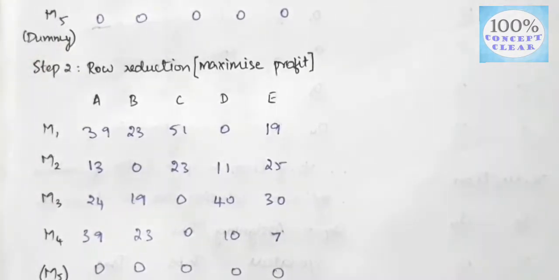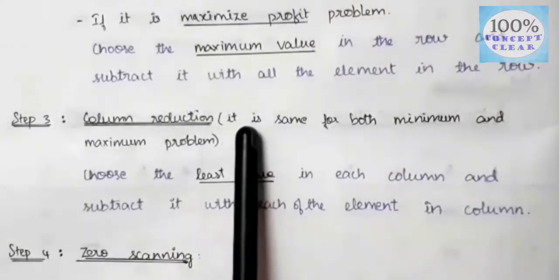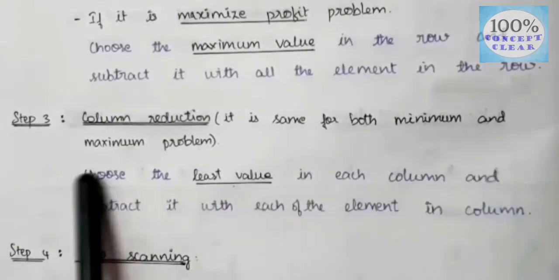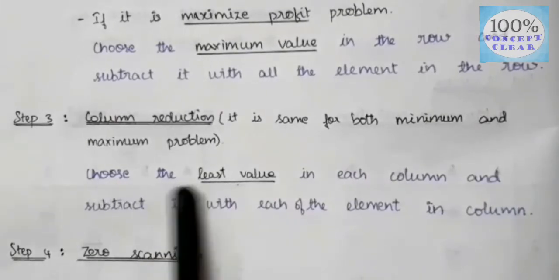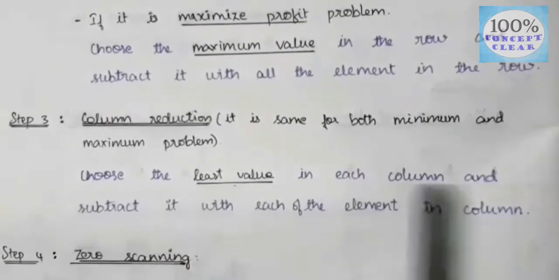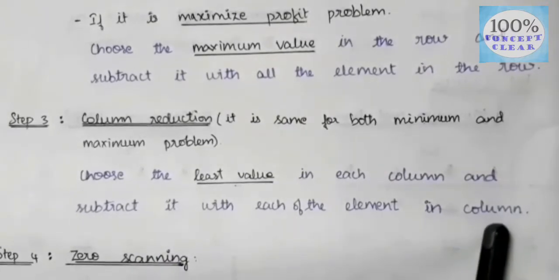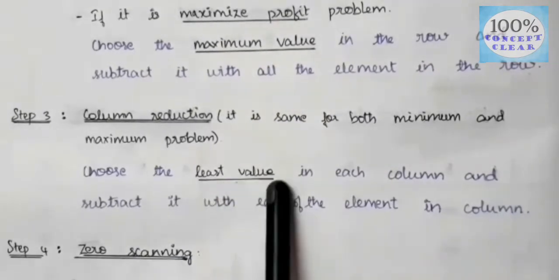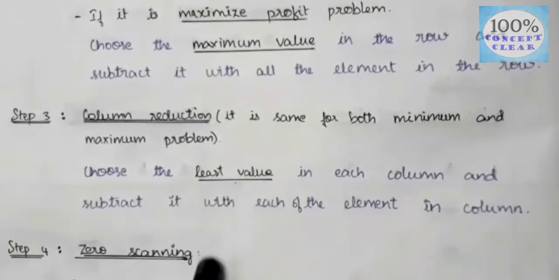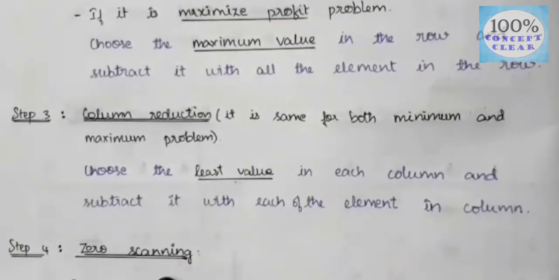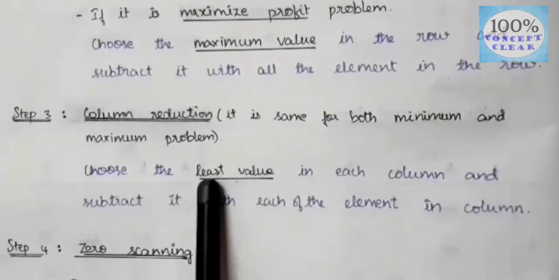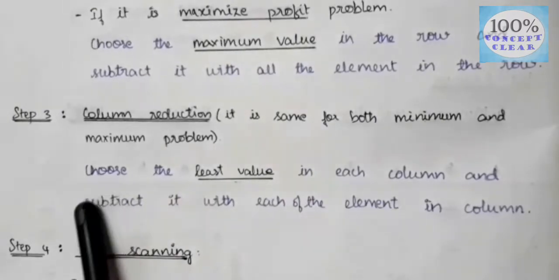Now step 2 is completed. Let's check what is step 3. Step 3, column reduction. It is the same for both minimum and maximum problems. That is, choose the least value in each column and subtract it from each of the elements in the column. That is, we have to choose the least value in each column and subtract it from the balance elements in the same column. So let us apply this in the problem.